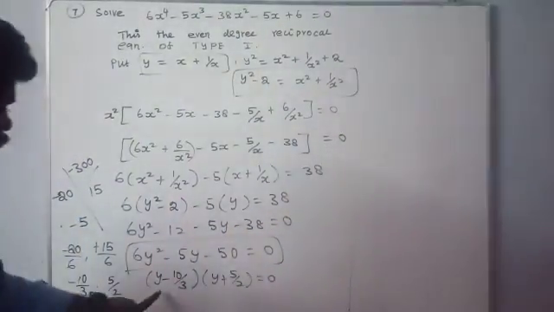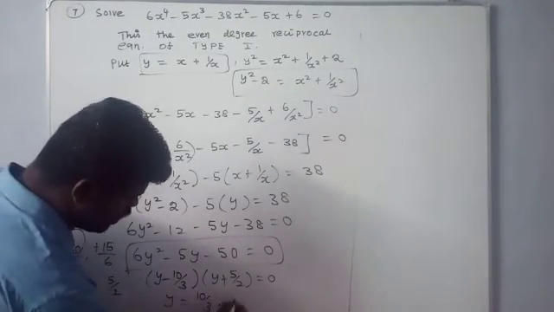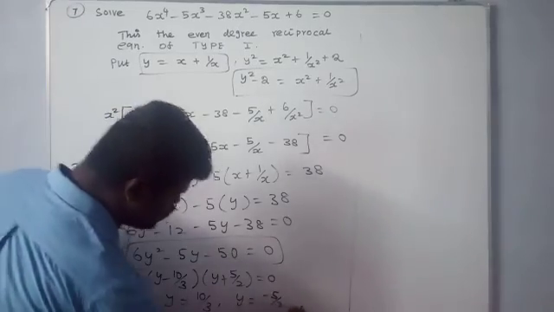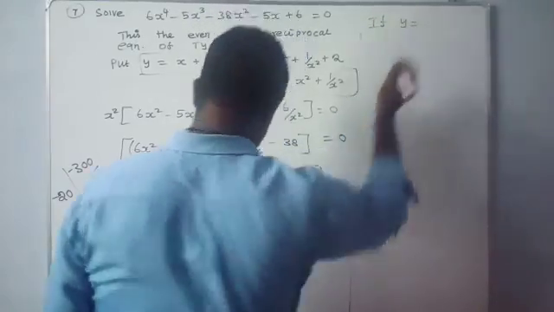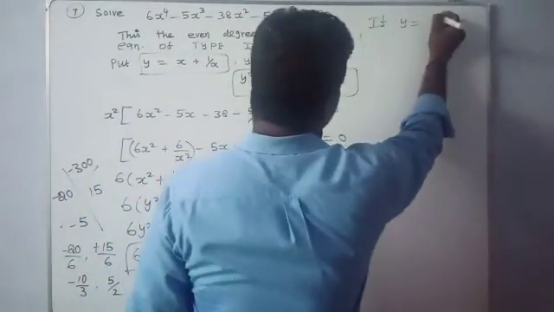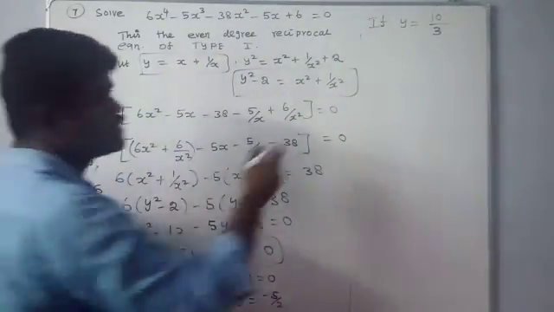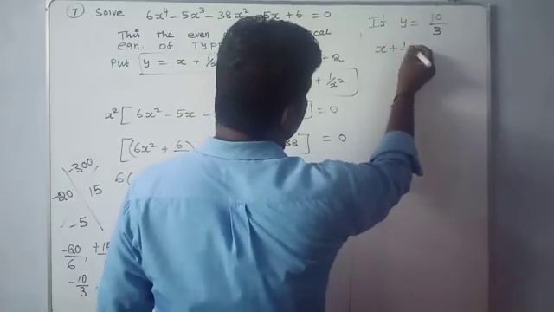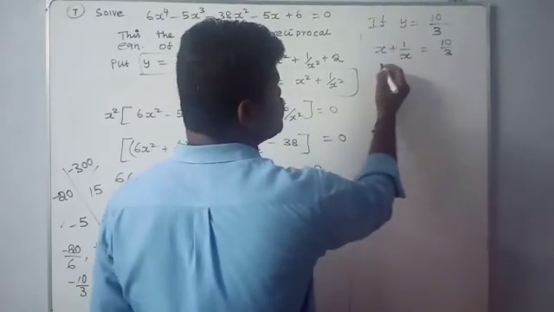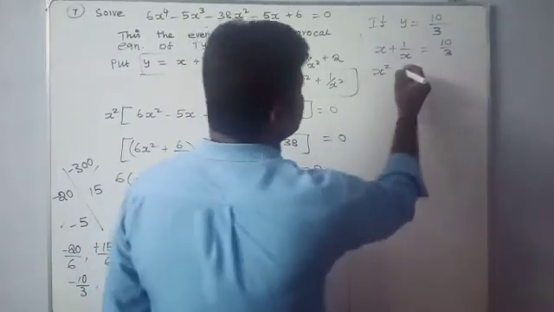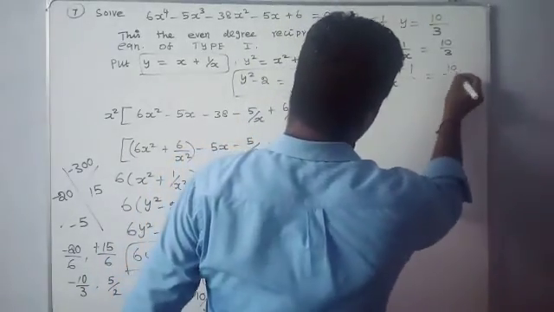And now we want to find the value. y minus 10 by 3 means y equal to 10 by 3 comma y equal to minus 5 by 2. First of all, if y is equal to 10 by 3, what is the value of y? x plus 1 by x. x plus 1 by x is equal to 10 by 3, and we want to cancel these two terms. x squared plus 1 divided by x is equal to 10 by 3.